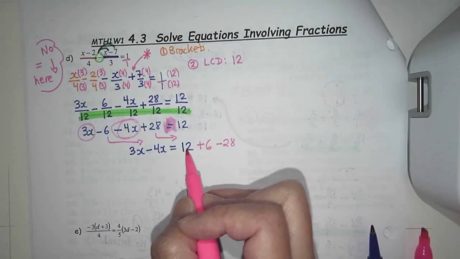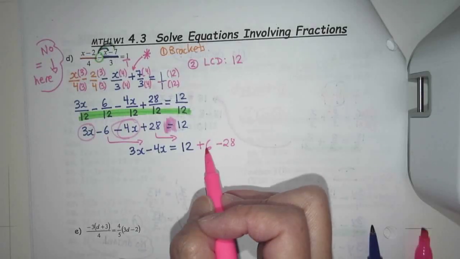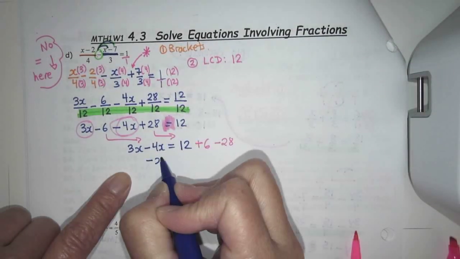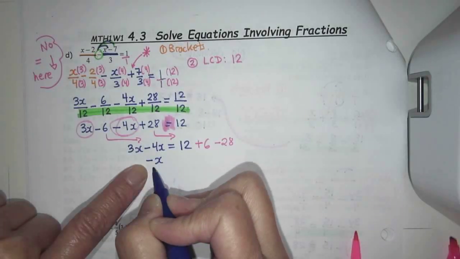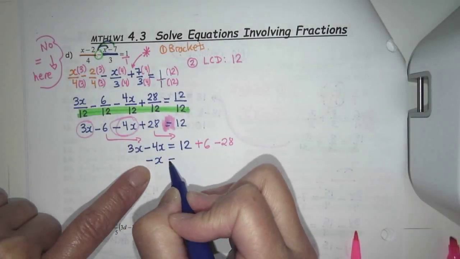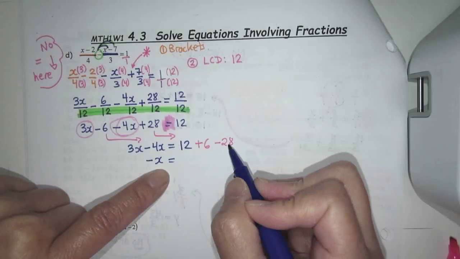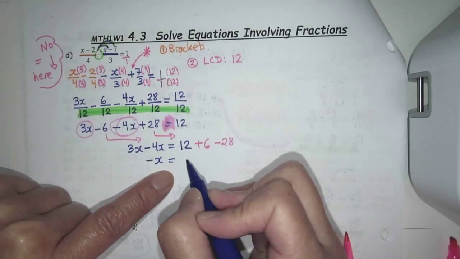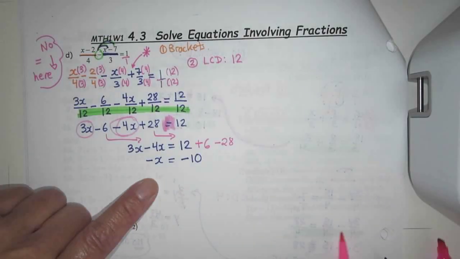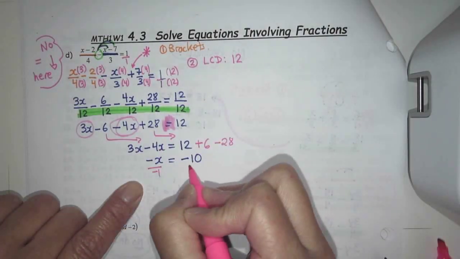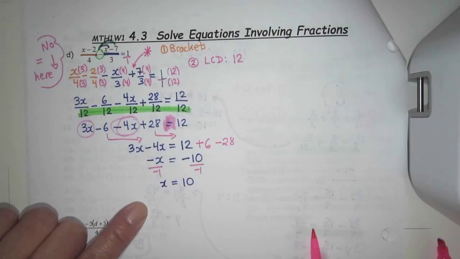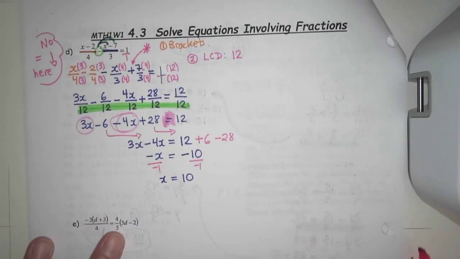Okay, and now it doesn't matter the order of this. I could have done 12 minus 28 plus 6. It doesn't matter, because when you add them together, I'm still going to get, this becomes 3 minus 4 is negative 1x, invisible 1. 12 plus 6 minus 28. So 12 plus 6 is 18, minus 28 is negative 10. Divide both sides by negative 1. And so x equals 10.